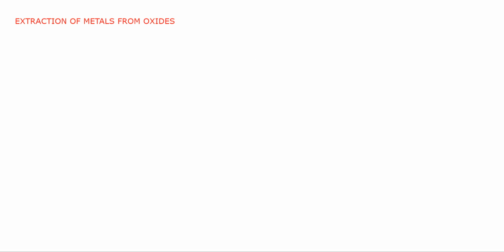So, extraction of the metal from oxide. For example, we have the metal oxides and we want to remove the metal from their oxides. Again, this whole chapter is based on the reactivity series of the metals. So the oxides also follow the reactivity series.